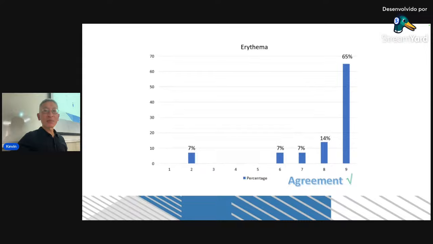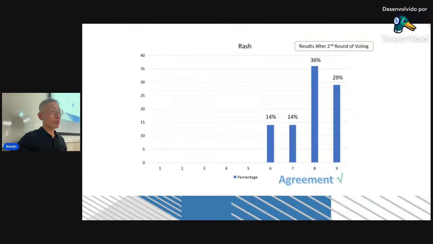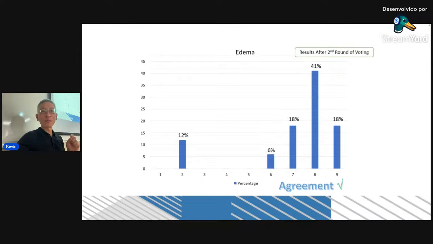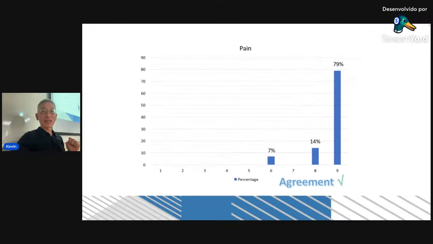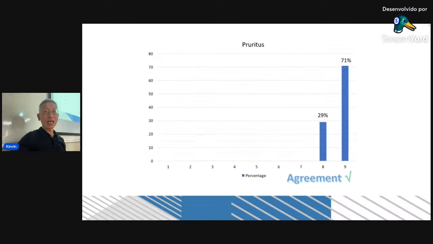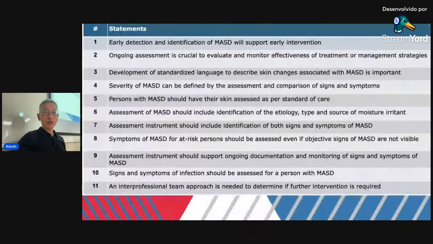Erythema, for the most part, we have achieved consensus. Rash is a very interesting one. We thought we should have a lot of buy-in, a lot of consensus, but we see a little bit of variation there as well. Edema has a little bit of challenges. Induration and pain, definitely, there's a very high level of agreement.